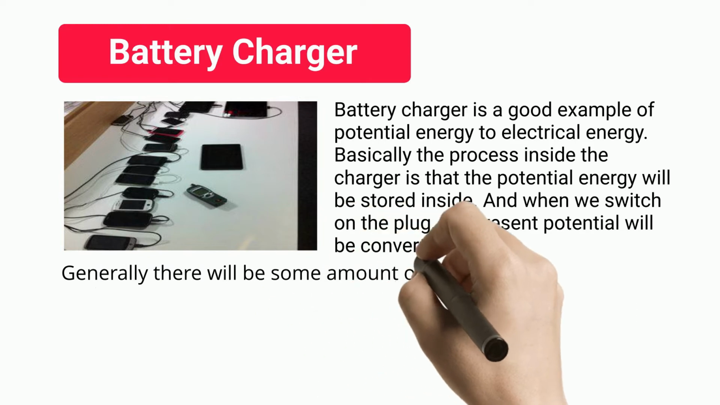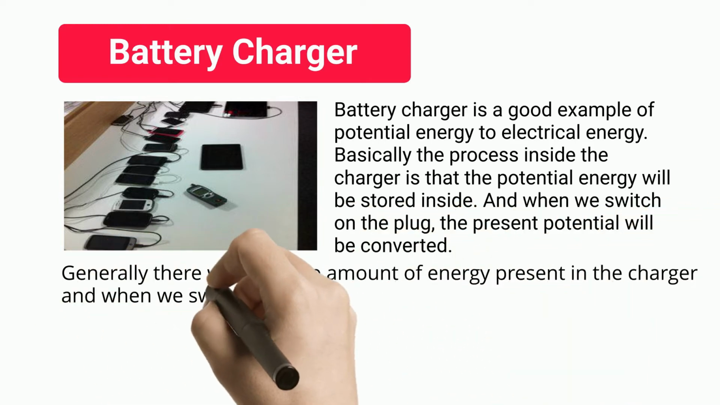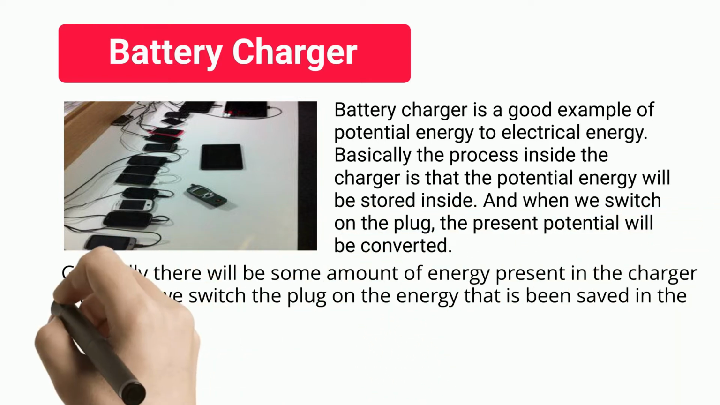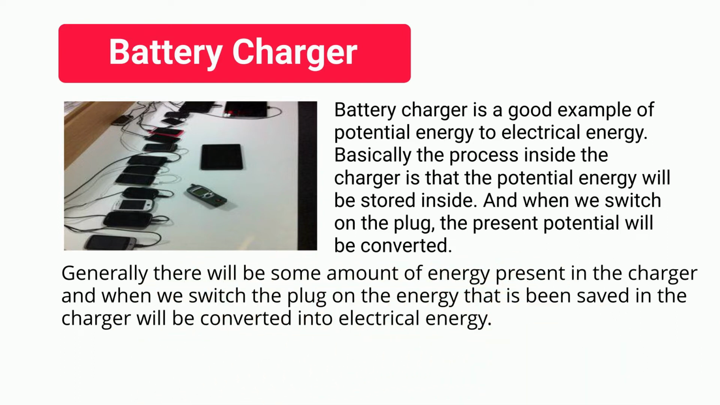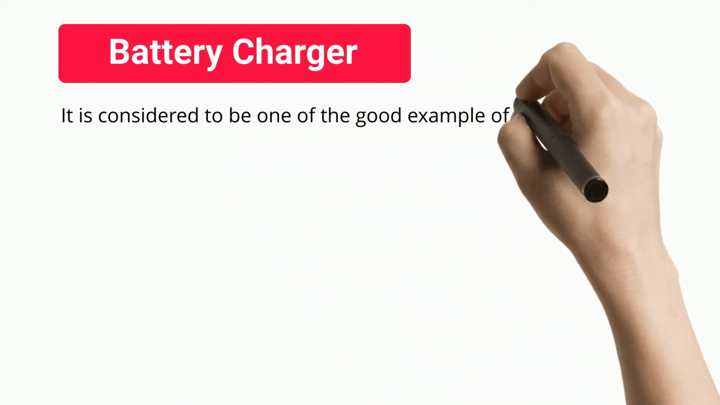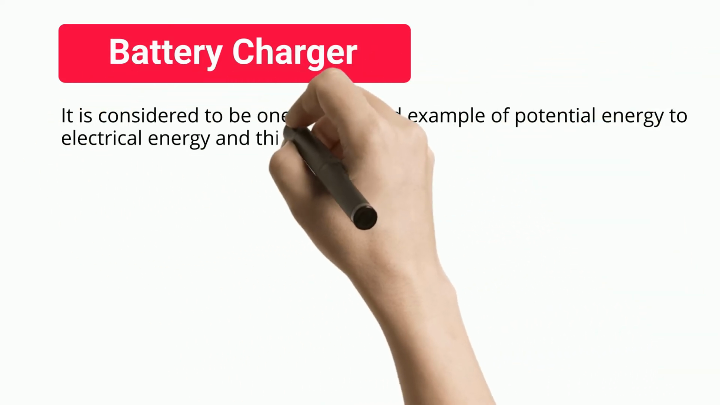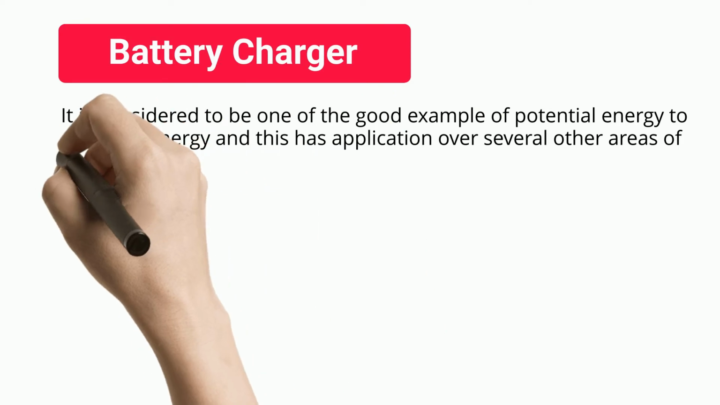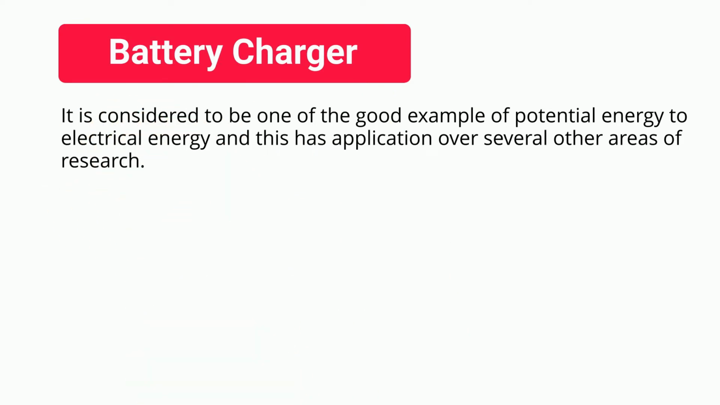Generally, there will be some amount of energy present in the charger, and when we switch the plug on, the energy that has been saved in the charger will be converted into electrical energy. It is considered to be one of the good examples of potential energy to electrical energy, and this has application over several other areas of research.